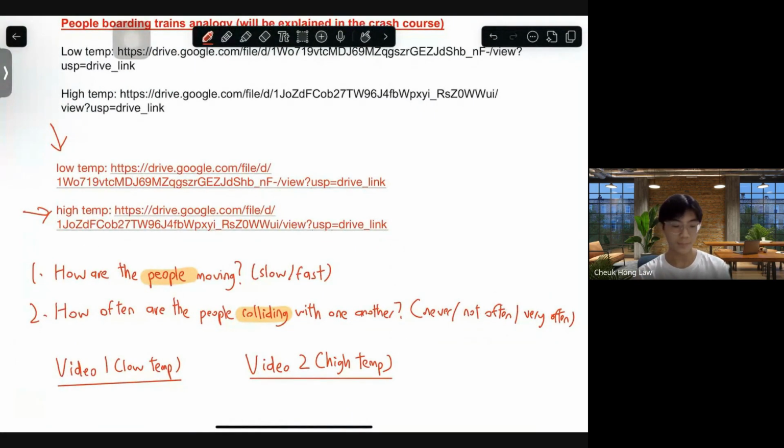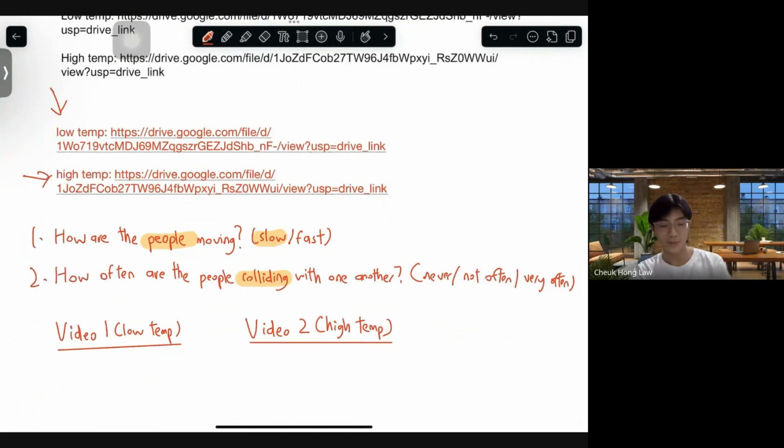Okay, so first question, how are the people moving? Is it slow and calm, or very fast and rushed? Slow or fast? Quite slow, okay. What about other people? Are they moving very slow or fast? Slow and furious. I wouldn't say they are furious. I think they're actually quite calm. Okay, slow. Then how often are the people colliding with each other? Never colliding, not often, or very often? Never, yes. Okay, never colliding.